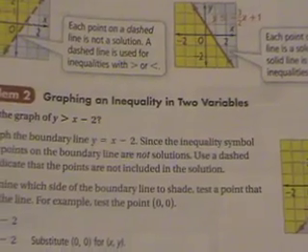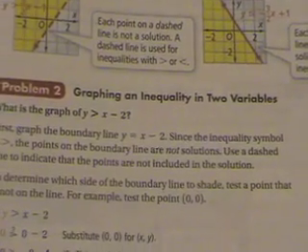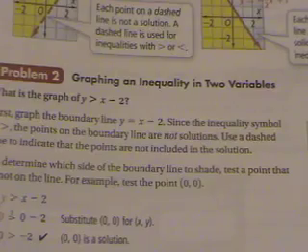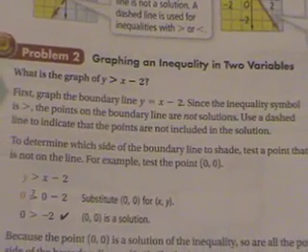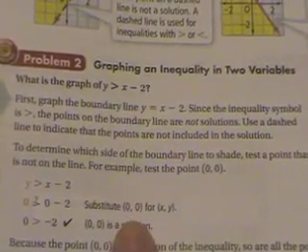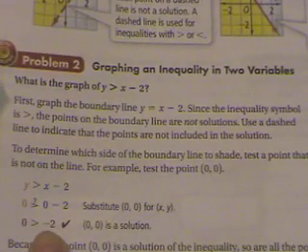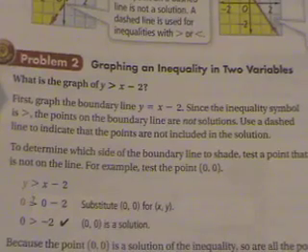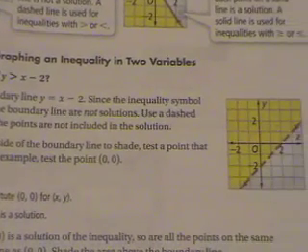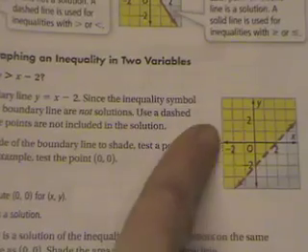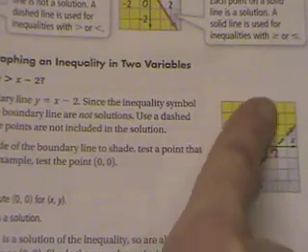To show the boundary. Then you have to figure out which side of the graph you're going to color in. You can almost always just use the origin. Is 0 greater than negative 2? Yes, it is. So shade in the side of your boundary line that has the origin in it. You got it, number 2.